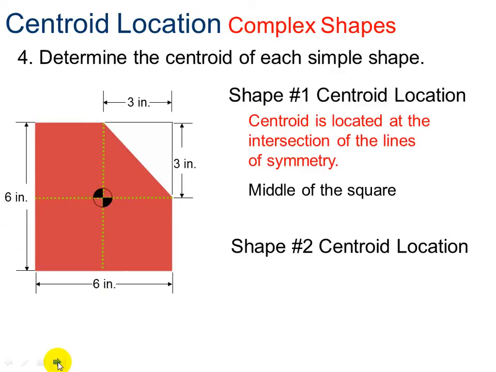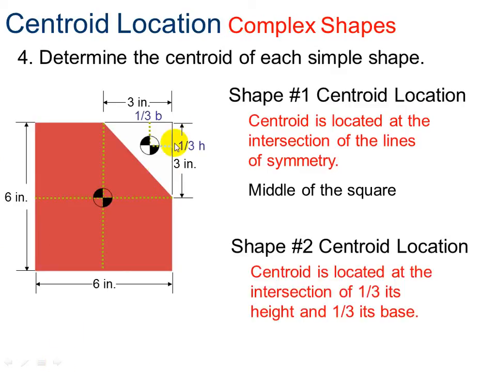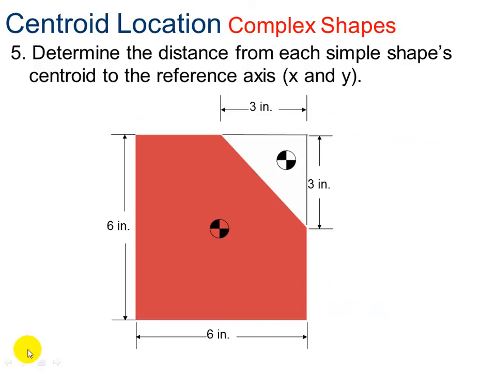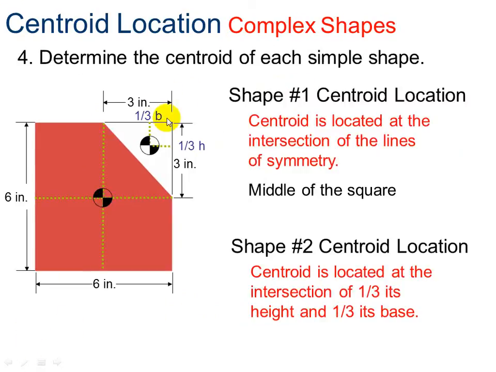Now let's find the centroid for the second shape. It's a triangle, so the centroid is a third of the base from here. From the right angle, it's a third of the base and a third of the height.